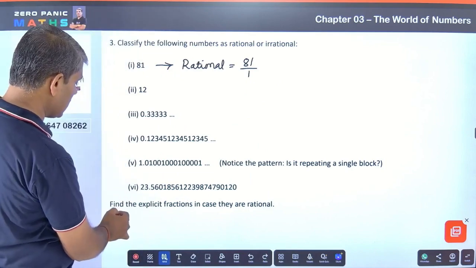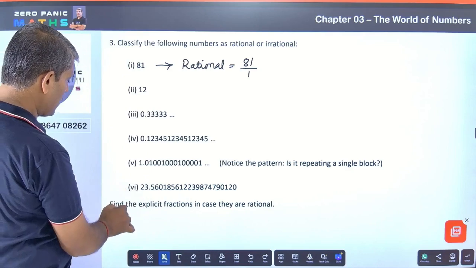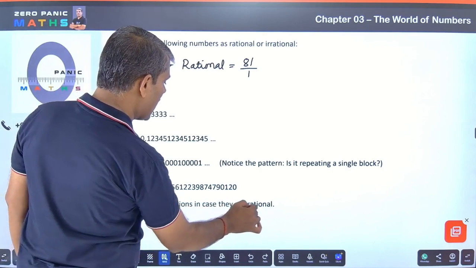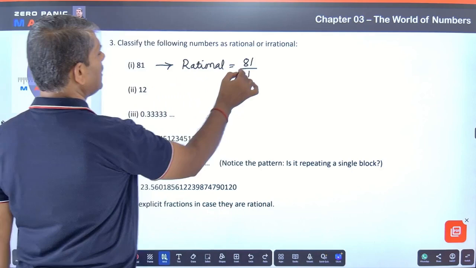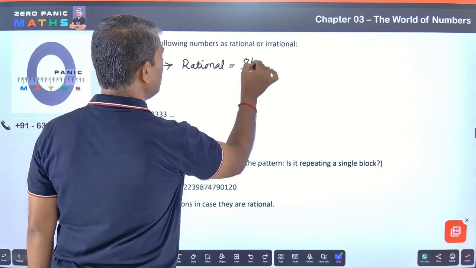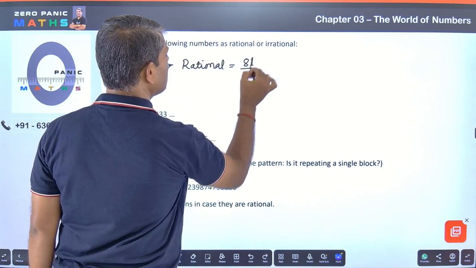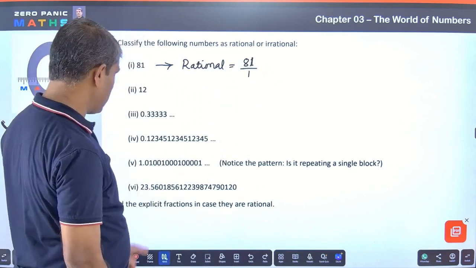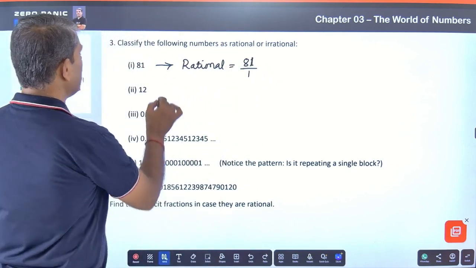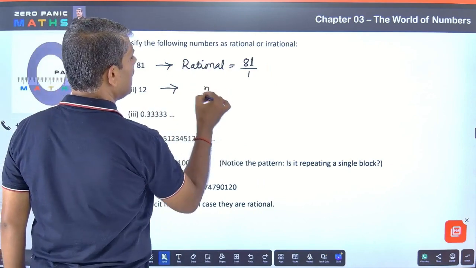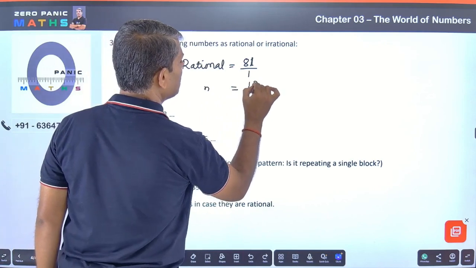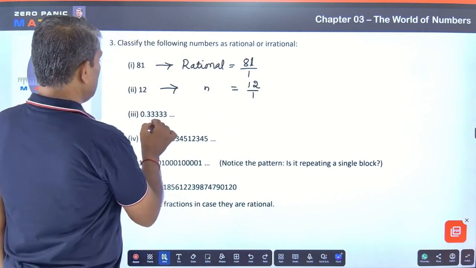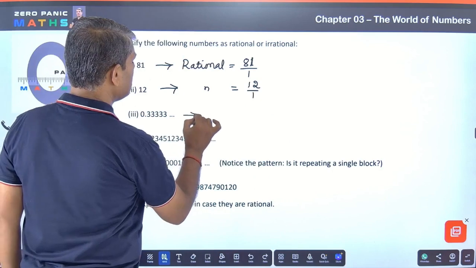Now why am I writing this? Because after giving all the 6 problems here, they are asking to find the explicit fractions in case they are rational. So they are asking us to represent it in the form of p by q. So 81, I am representing it in the form of 81 by 1. Second, 12. 12 is also rational, since I can write it as 12 divided by 1, which is in the form of p by q.